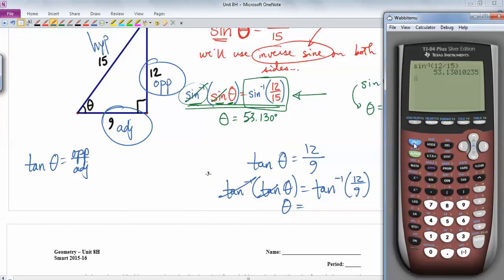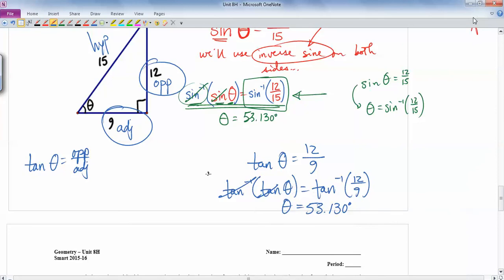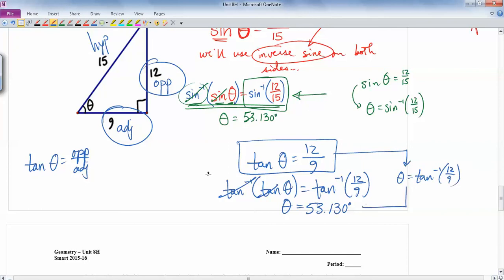Well, here's tan inverse, second tan, 12 over 9, and you get the same answer, 53.130 degrees. Okay? And again, what I want you guys to eventually start doing is write out this first step, and then the second step, instead of writing tan inverse in front of both sides, you would just go straight to theta equals tan inverse of 12 over 9, and then get that. So the key here is when you're solving for a missing angle, you're going to use inverse trig. When you're solving for a missing side, you use regular trig.